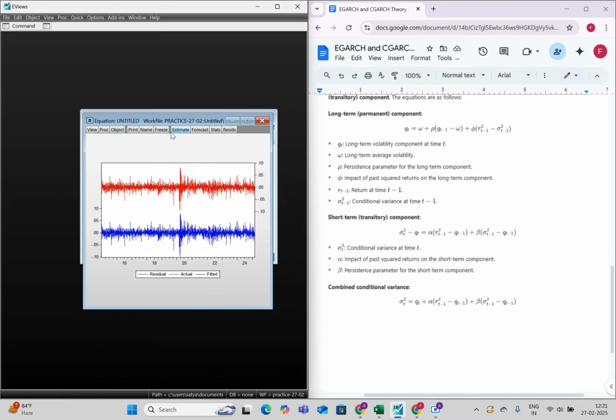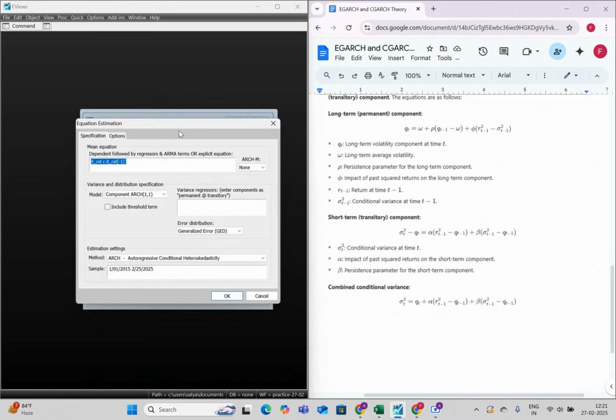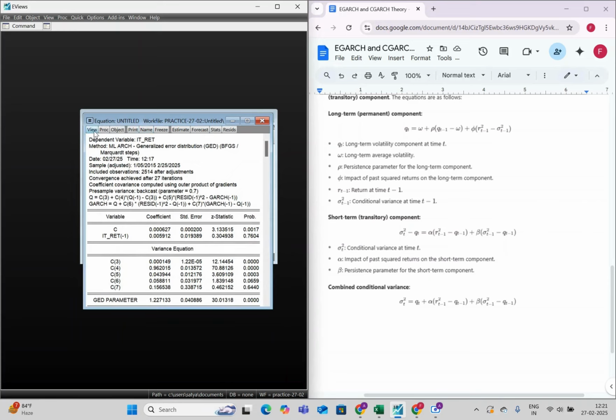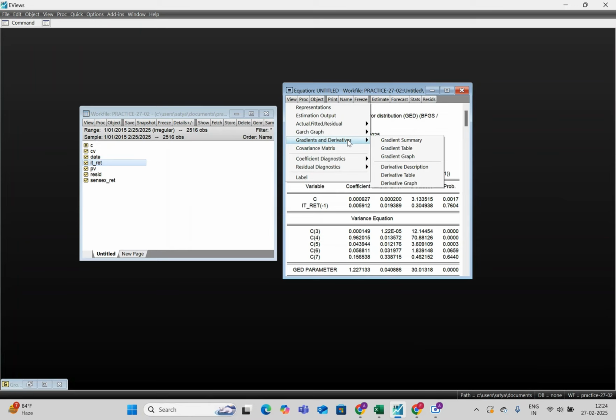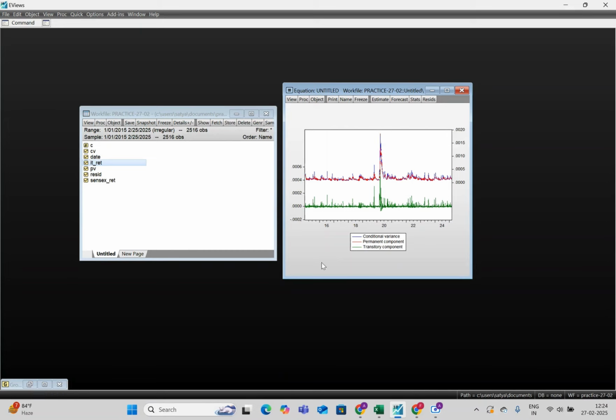We can also see, in a graph, three things together: the transitory component, the permanent component, and the total conditional variance in one graph. I'm trying to show you that. Yeah, so from this we can see the three things together.